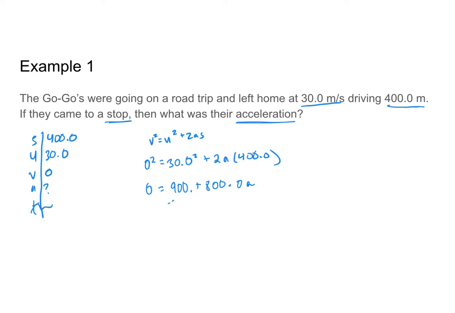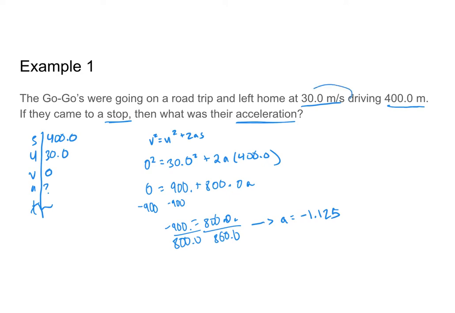So I'm going to continue solving this just like any other SUVAT question. I'm going to subtract 900 from both sides, and I get that negative 900 is equal to 800.0a. Dividing both sides by 800.0 to get a by itself, I get that a is equal to negative 1.125. However, now it's time for me to round.